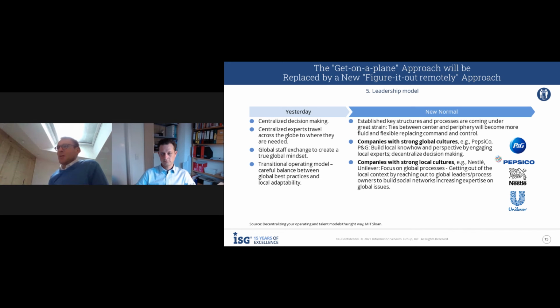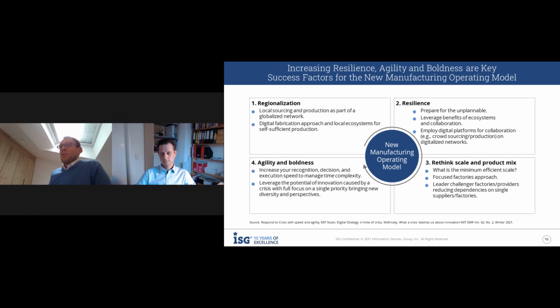I wouldn't say there is a right or wrong. Depending on your footprint, whether you have a strong global culture or strong local culture, you should have a look at how to get the best of both worlds. So basically, to wrap it up before we jump into the discussion and the next round of questions, from an ISG perspective, it's really those four things.